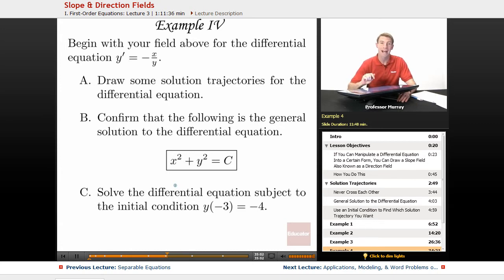On the next slide, I have a computer-generated direction field for this differential equation, but it shouldn't be anything mysterious because it's something that we already started working out by hand in the previous example. So let's jump over and take a look at that.